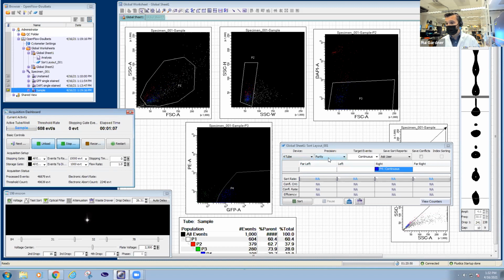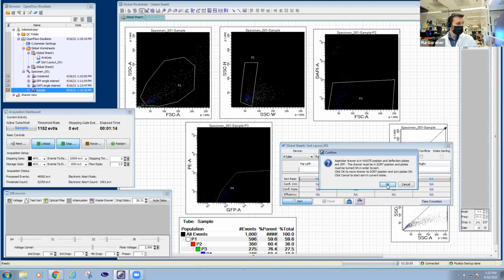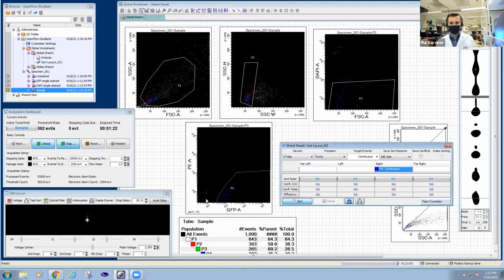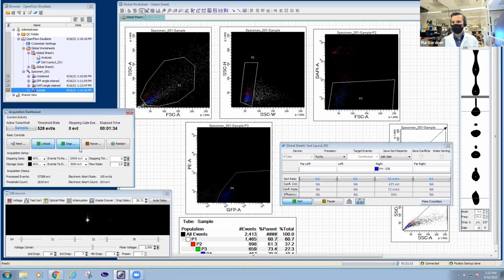Oh, so I was mentioning I'm going to use the purity precision mode, and I'm going to start sorting the P4. So I'm going to click sort. It's going to remove the waste drawer, so that the drops will fall in the tube, and it will turn on the voltage plates. So we start sorting. I'm going to just display more events so that we can see it better. And so we're sorting P4, and you see that we have here some events going through.